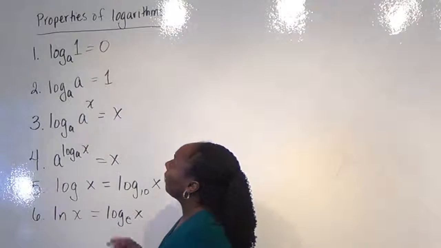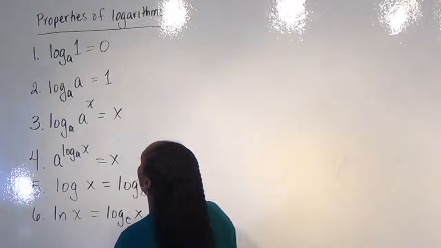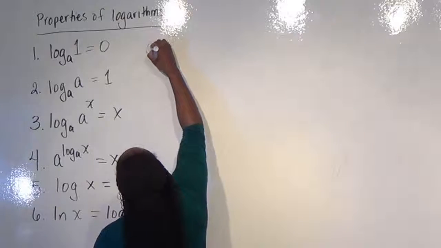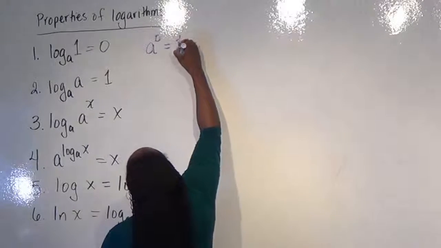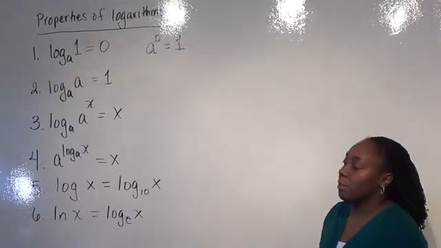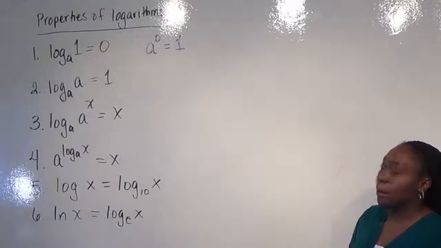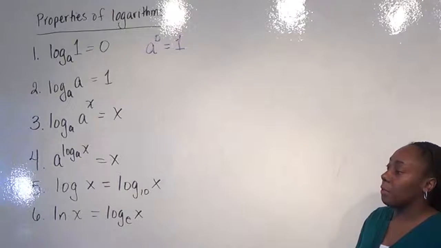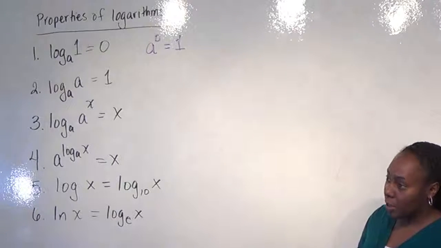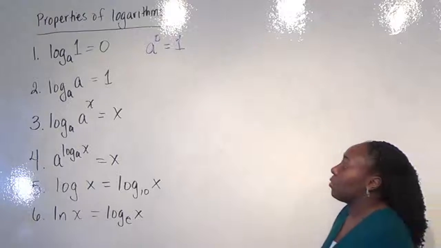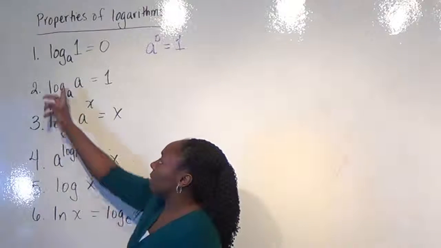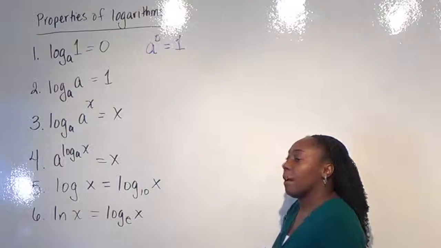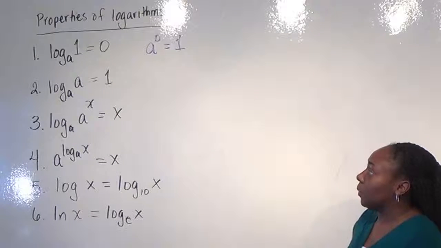So if we look at log base a of 1 equaling 0, if you recall from our exponentials, a to the 0 is equal to 1. So it didn't matter what our exponent was, it didn't matter what our base was. If our exponent was 0, this always came out to be a value of 1. And so the same is going to be true for logarithms. It doesn't matter what the base is. If that argument is 1, the value of the logarithm is always going to be 0.